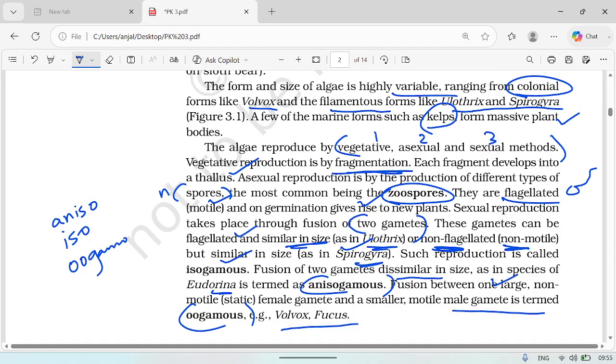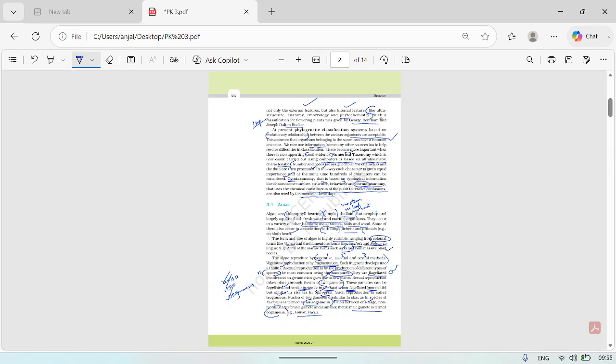So aniso means dissimilar in size. Iso means similar in size. Oogamous means one gamete is large and non-motile and the other is a motile, smaller one. So it is oogamous. That's all regarding this 24th page of NCERT, and we will be discussing the entire NCERT line by line series.